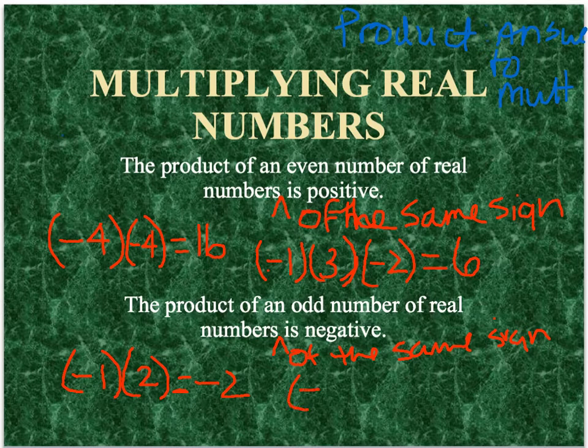If I am multiplying -4 times -3 times -2, my answer will be negative: -4 times -3 is 12, and 12 times -2 is -24. So pretty much an even number of negatives will give you a positive. An odd number of negatives will give you a negative.